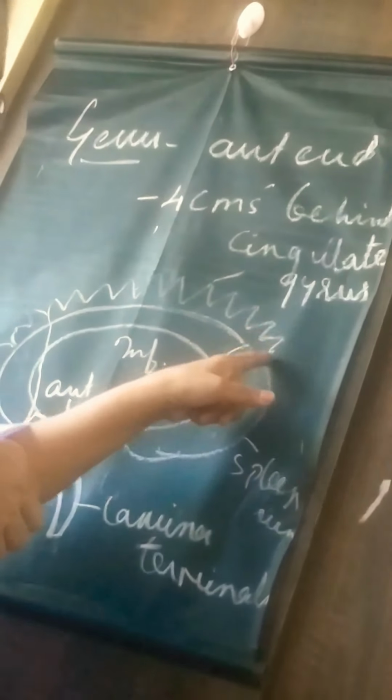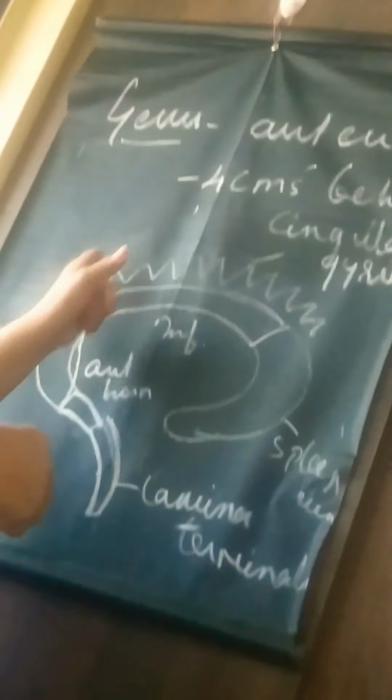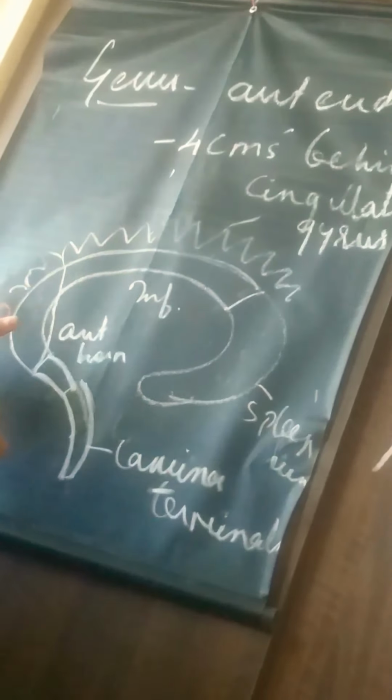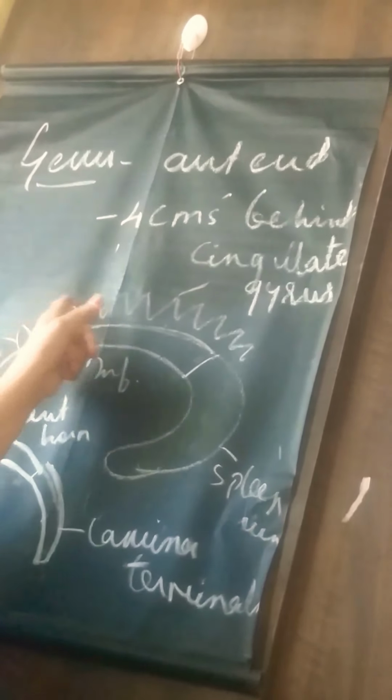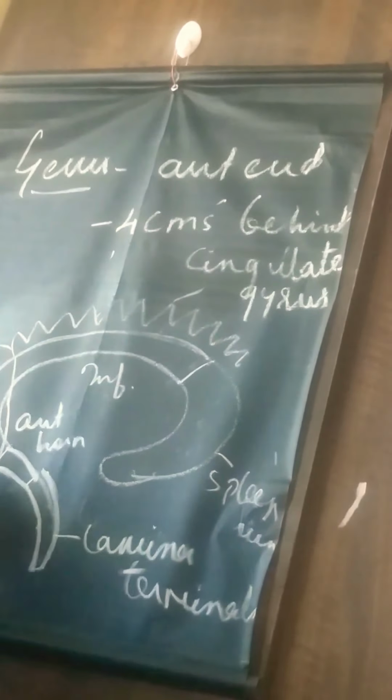So the superior surface of the trunk is related to the anterior cerebral artery, because this artery passes in front, going this way. So it is related to both the genu as well as the trunk. So you have the cingulate gyrus, plus you have the attachment of the falx cerebri.